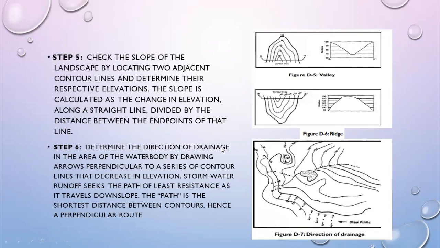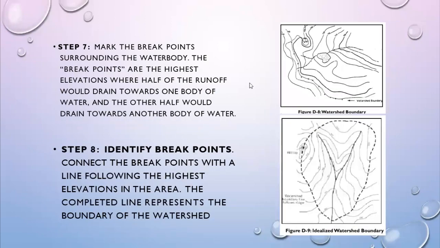And next is determine the direction of the drainage in the area of the water body by drawing arrows perpendicular to a series of contour lines that decrease in elevation. Stormwater runoff seeks the path of least resistance as it travels downslope. The path is the shortest distance between contours, hence a perpendicular route. So here's an example.